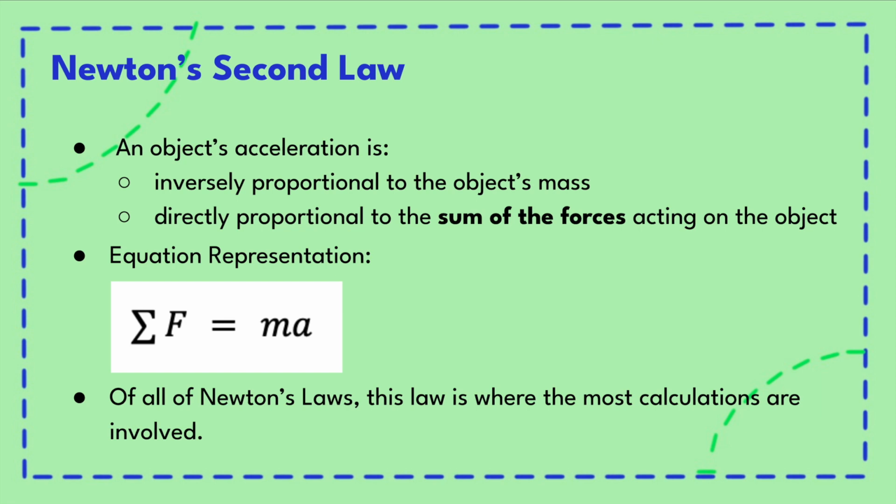Newton's second law states that an object's acceleration is inversely proportional to the object's mass and directly proportional to the sum of the forces acting on the object. An equation representation of this is that the sum of the forces is equal to the mass times the acceleration of an object. Of all of Newton's laws, this law is where most of the calculations are involved.